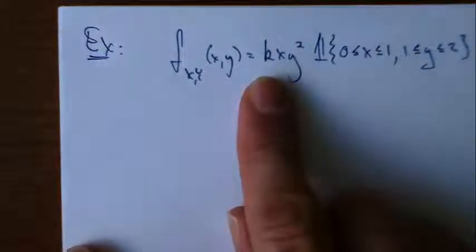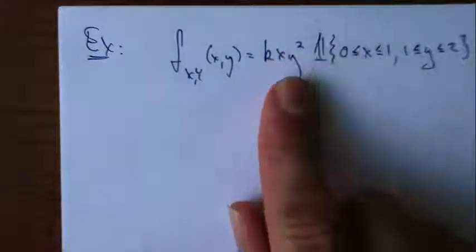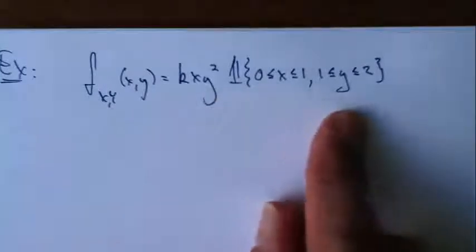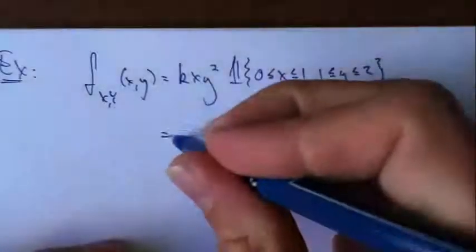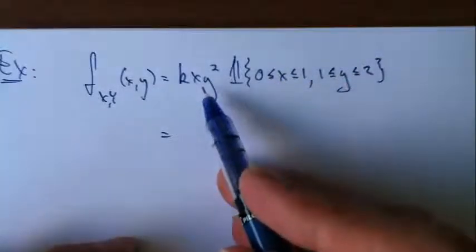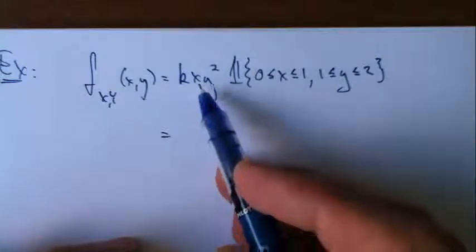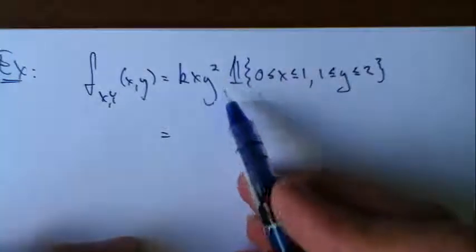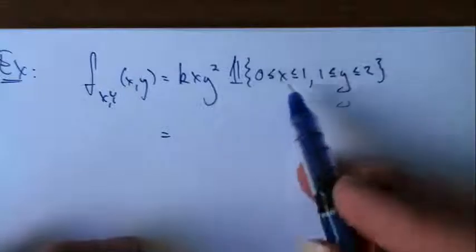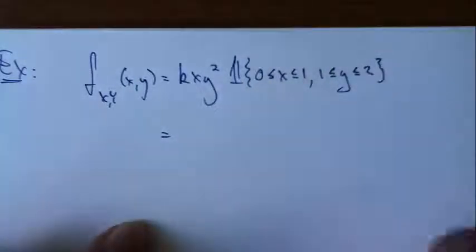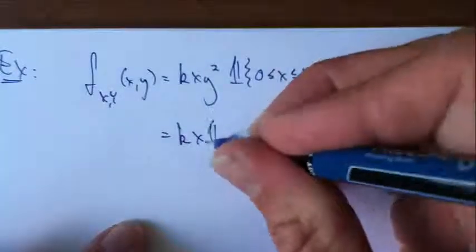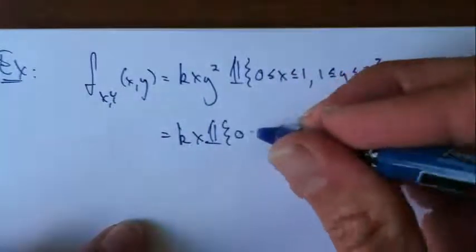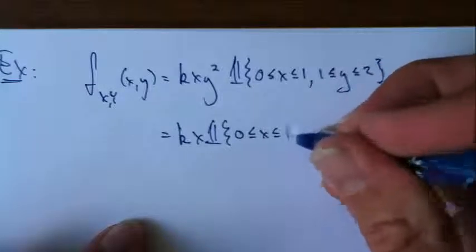It's some constant times x times y squared times some indicator stuff. Is this a function of x and y? Yes, because I can write it as k times, here's my x part, here's part of my y stuff. But be careful. All of this stuff needs to separate out too. But it does. In fact, can't we write this as this?